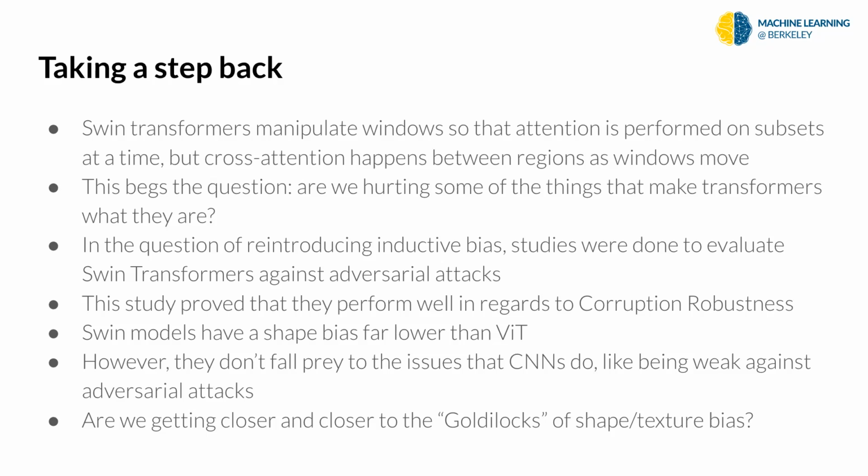I think this is a mostly positive thing because of the same argument that we talked about earlier, which is that using the simplest model that is the most generalizable is the most important for the future of ML. However, we know that Swin models maybe don't fall prey to the same issues that CNNs do by having a lower shape bias, for example, like being weak against adversarial attacks. Are we getting closer and closer to the Goldilocks of shape and texture bias, where ideally we're not biased towards either of these things, but we don't trade off accuracy in our network by things like adversarial attacks or texture swaps, right?